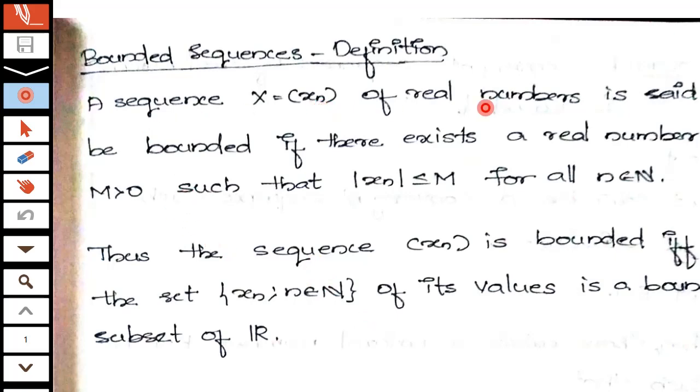So a sequence (xn) is said to be bounded if there exists a real number M greater than 0 such that |xn| less than or equal to M for all n belongs to N. Next we have a result, that is the sequence (xn) is bounded if and only if the set {xn : n belongs to N} of its values is a bounded subset of R. So if this is a sequence, then the set of its values is denoted by the set {xn : n belongs to N}. Then a sequence (xn) is bounded if and only if this set of values is a bounded subset of R.